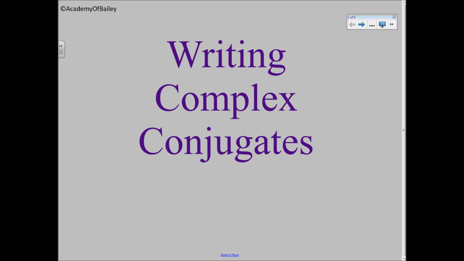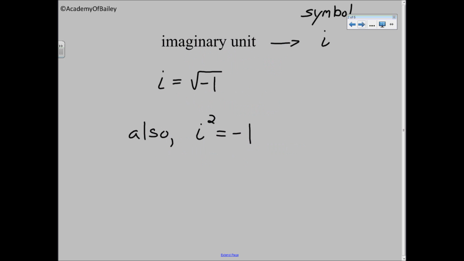Welcome to our video here on writing complex conjugates. We are going to be talking about, first off, what an imaginary unit is. Complex numbers, remember, use the imaginary numbers here. An imaginary unit, the symbol for it is an i, a lowercase i, and a lot of times if you see it typed, it'll be italicized.